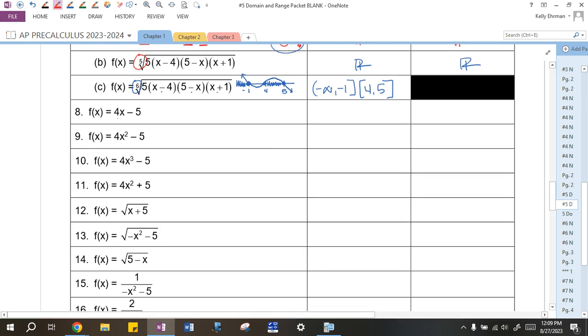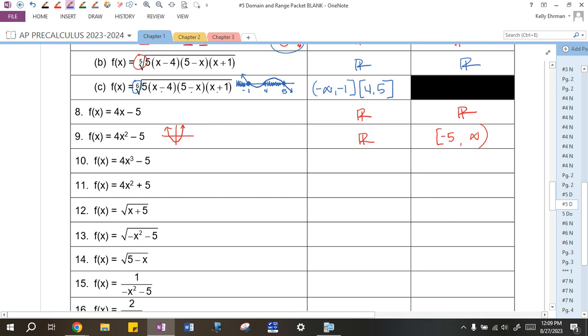Number 8, domain and range of 4x minus 5. That's linear. Easy peasy. What if we make it 4x squared minus 5? That is now quadratic. Something like this, right? You can still plug anything in. But now there's a minimum value and it goes up to infinity. So what's the minimum value? Well, this is just 4x squared minus 5. That means instead of starting at 0, 0, it starts down at -5 and goes up to infinity.